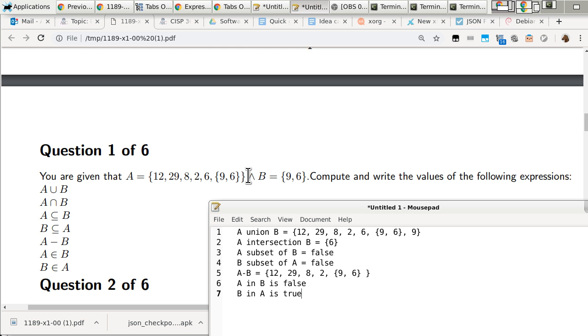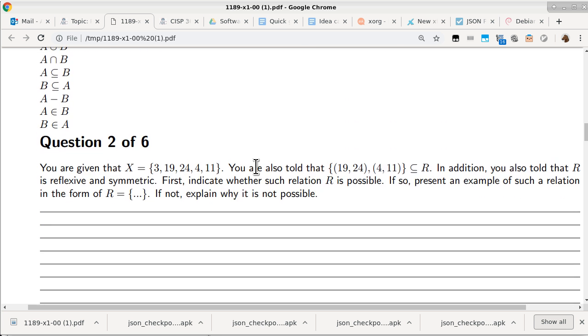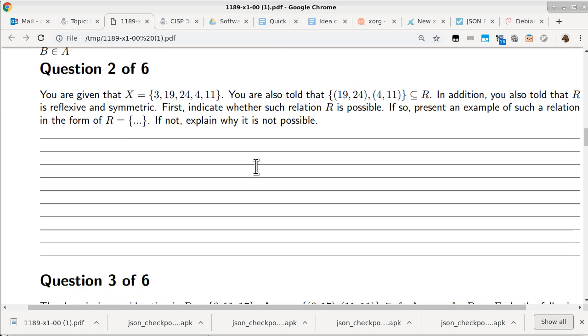Sure. So are we good on number 1? Are there any additional questions about number 1? Okay, basically just a test of symbols. So this is question number 2.